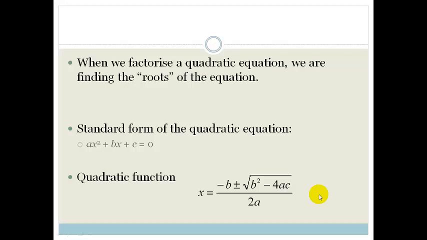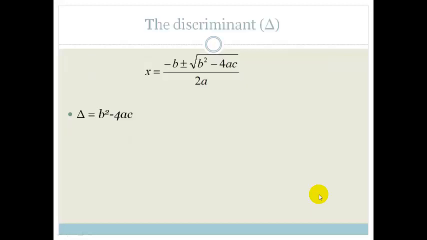But this quadratic formula can actually tell us more about the roots of the equation without actually finding the numbers. And that's what I'm going to show you today. So first of all, we need to talk about what the discriminant is. The discriminant is this part of the quadratic formula.